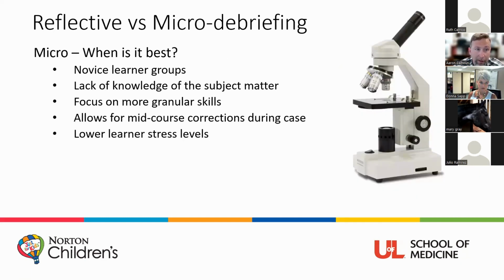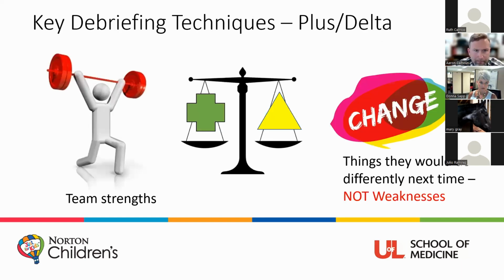Reflective micro-debriefing can be best in novice groups when they have lack of knowledge of the subject matter, and so you're going to have to give them little injections of knowledge throughout the simulation. When you focus more on granular skills, when you're looking at, okay, how do they do the bag mask ventilation? Let's pick an ICU scenario, that's my home base, and let's talk about that. And it can also allow for mid-course corrections during the case. They could be moving in the wrong direction, but after the debriefing, they might make some decisions that change the directions they take it. This can give novice learners a greater chance of being able to succeed in the environment, and this can lead to lower stress levels. The right choice really depends on the team.